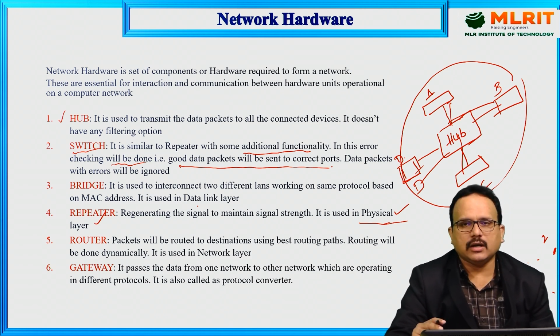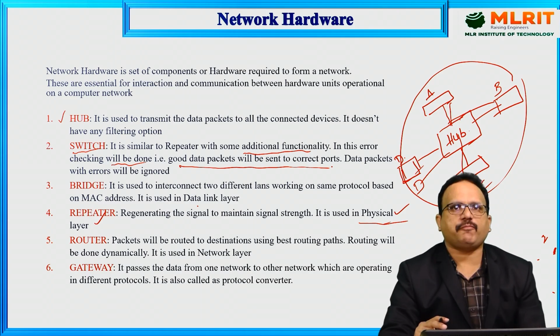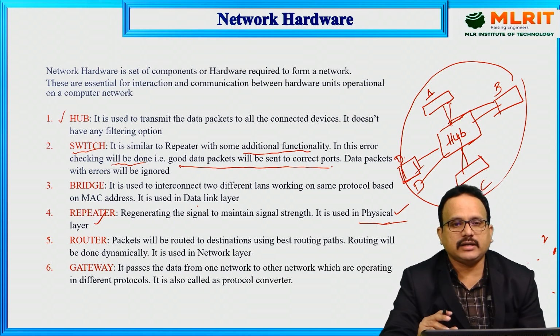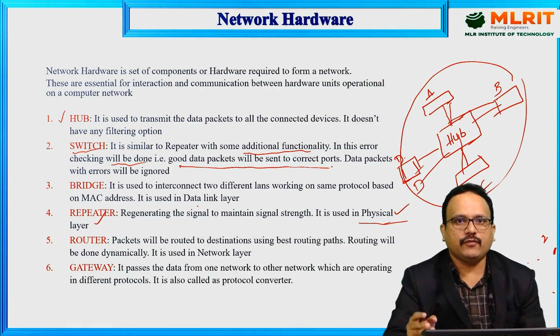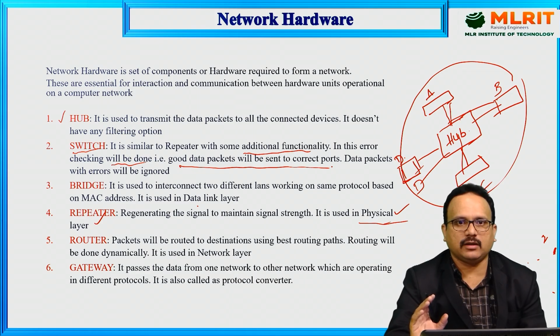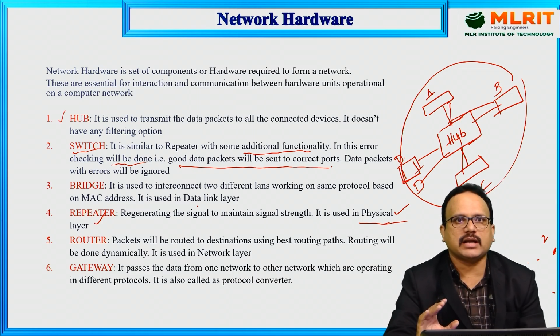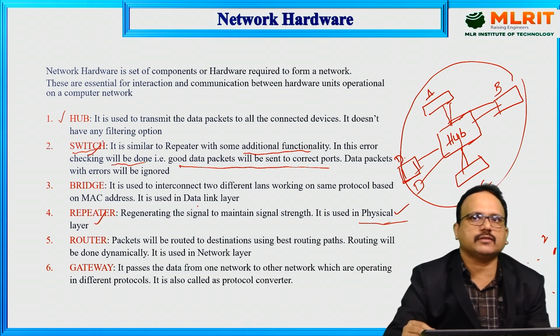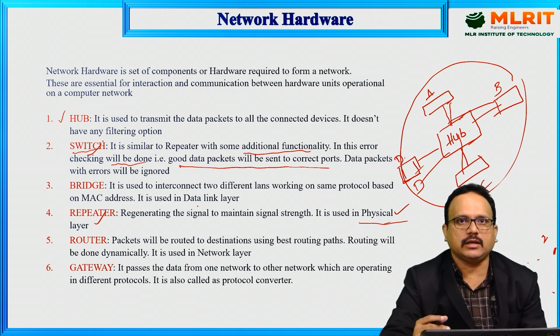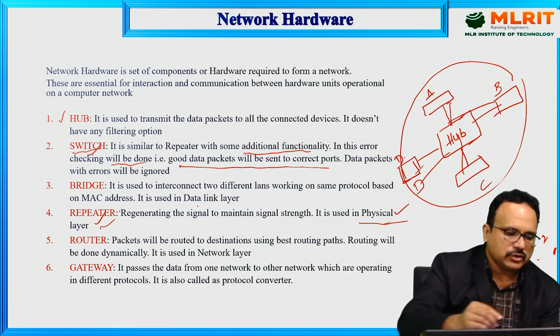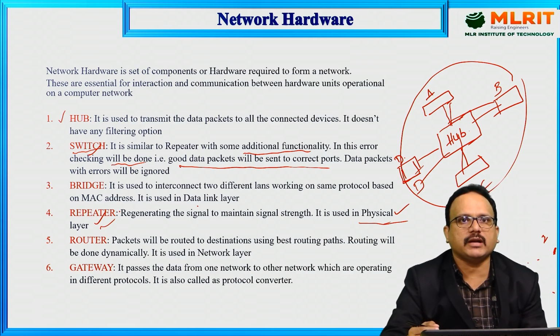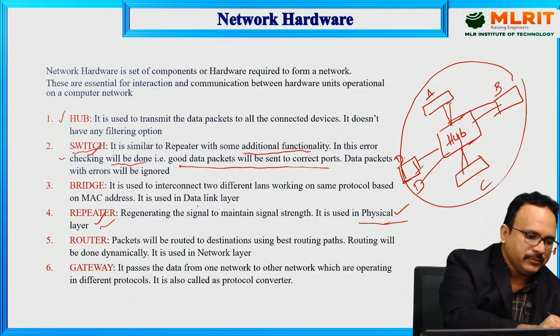Whenever data in the form of packets reaches a switch, the switch has a filtering capacity. It will check whether the packet is free from errors or not. If it is free from errors, it is going to forward that data in the form of packets. If it is not free from errors, it will simply discard those packets. That additional filtering functionality is included in the switch and not in the repeater. This is one of the disadvantages of the repeater. So to overcome this repeater problem, we use the network hardware called a switch.